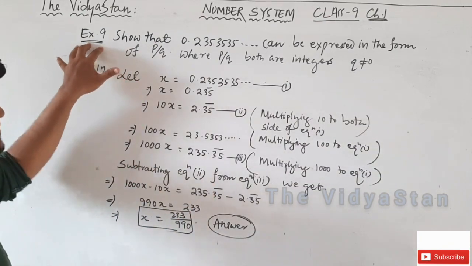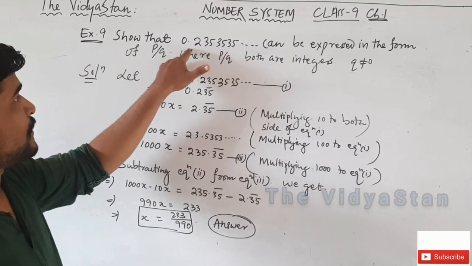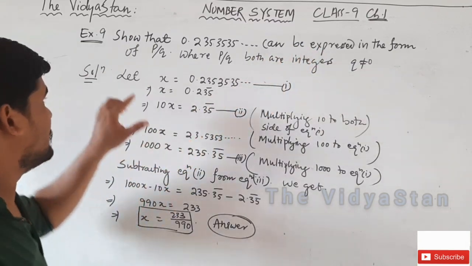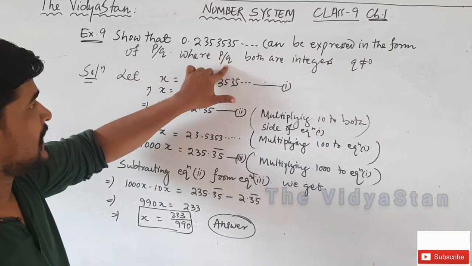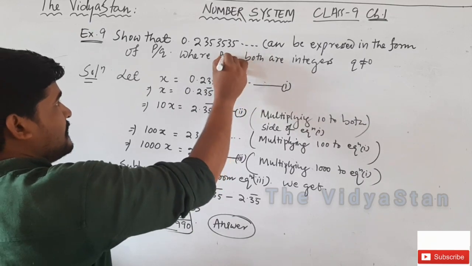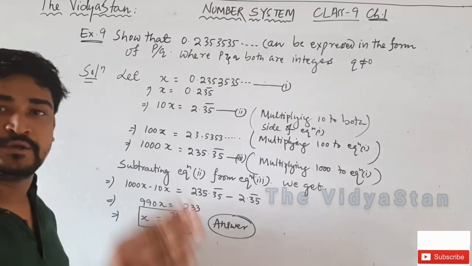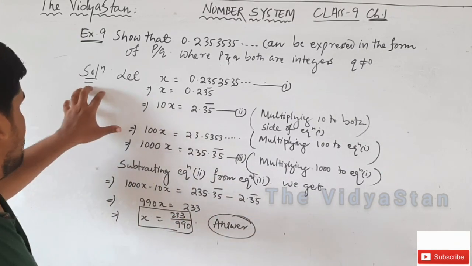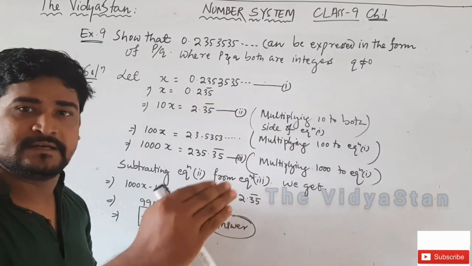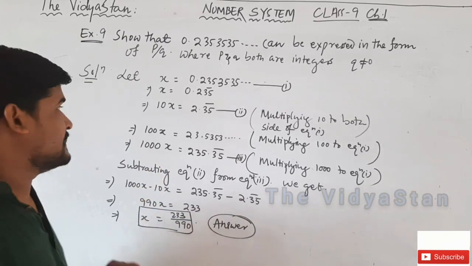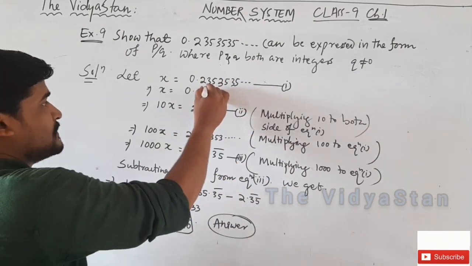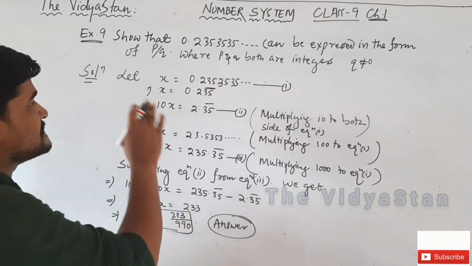Now this is the question, example number 9 of your book. Show that 0.2353535 can be expressed in the form of P by Q, where P and Q both are integers and Q is not equal to 0. So come to the solution. Let x is equal to 0.353535, that is x is equal to 0. What is repeating here? This 3535 is repeating. So 35 with this bar.